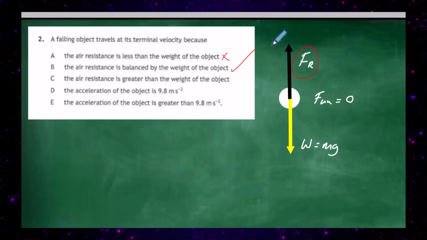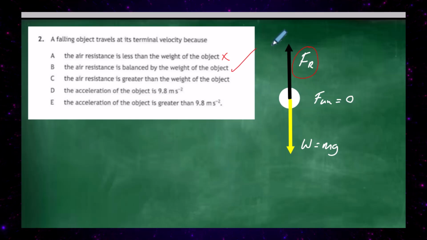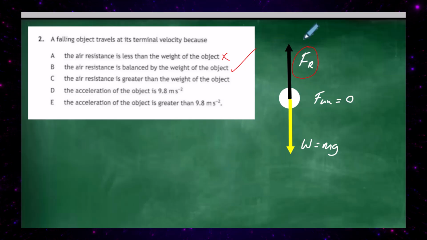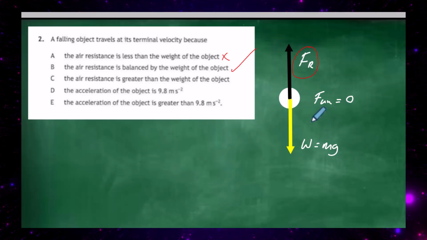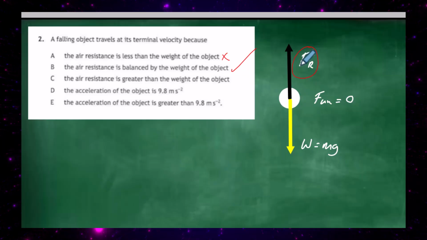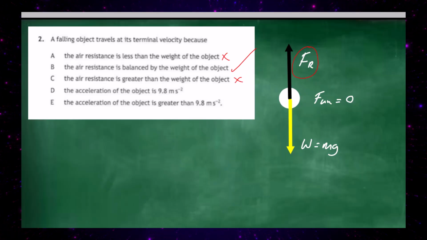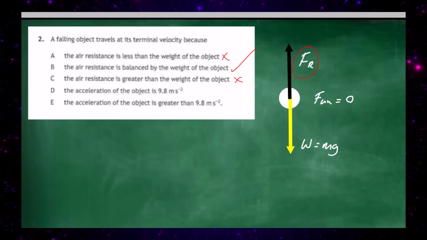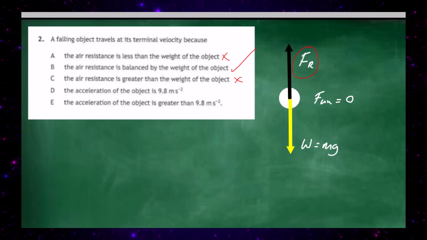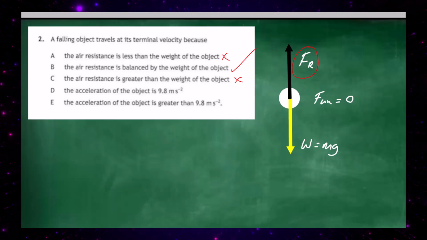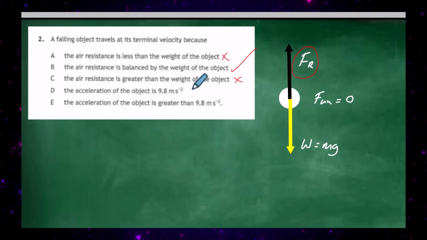We'll just go through the other three just to ease our minds. The air resistance is greater than the weight of the object. Well, if that's the case, then the resistance would be lifting the object up the way because the unbalanced force would be in the upwards direction. So that's obviously wrong. The acceleration of the object is 9.8 metres per second every second. That's a tricky one. We know all objects accelerate at that acceleration, but the unbalanced force is going to be 0. You're going to have no acceleration. So that's going to be wrong.